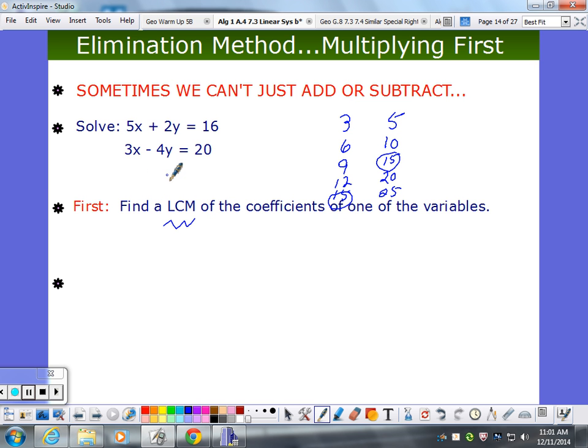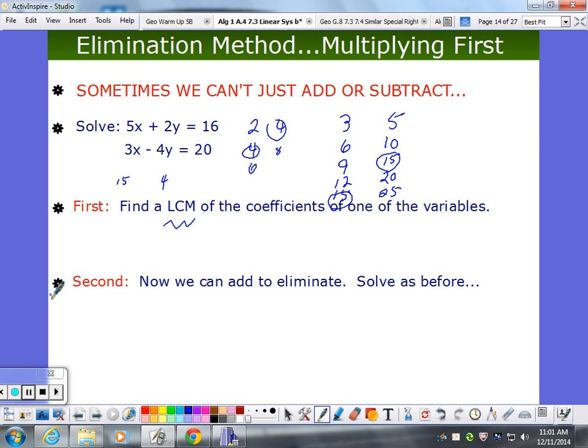I can do the same thing with the 2's and the 4's. What's the least common multiple? We're ignoring sign for now, just between 2 and 4. 4. Yeah, because 2, 4, 6, 4, I don't even need to go any further. They're here, 4. So we're using that skill here. So you look at the x's, you look at the y's, you say, well, this least common multiple is 15, and this least common multiple is 4. Okay? And then you're going to multiply through.